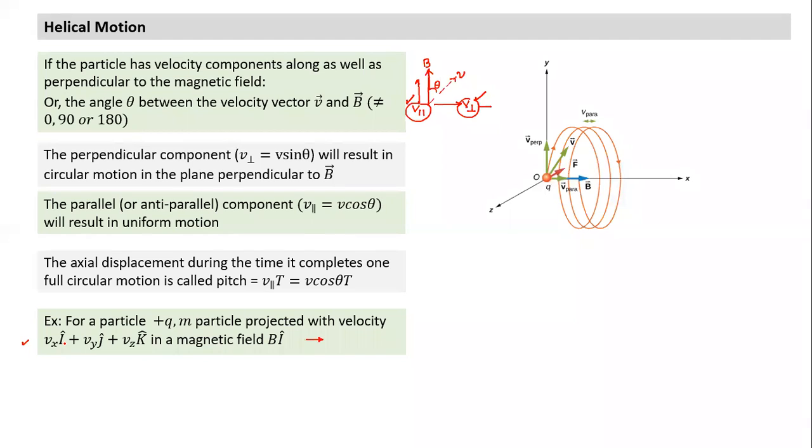It will have helical motion. Can you tell me the reason why it will have helical motion? Because velocity has a component perpendicular as well as along the magnetic field.